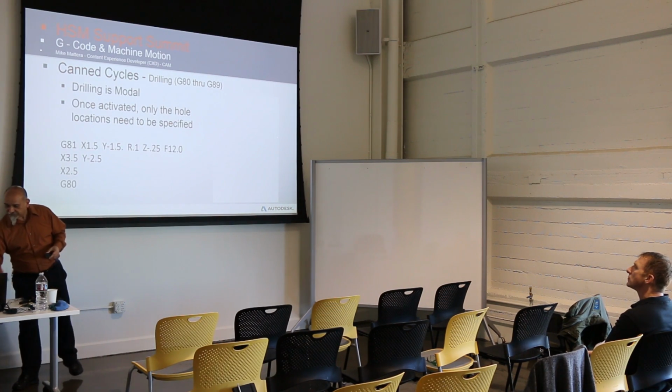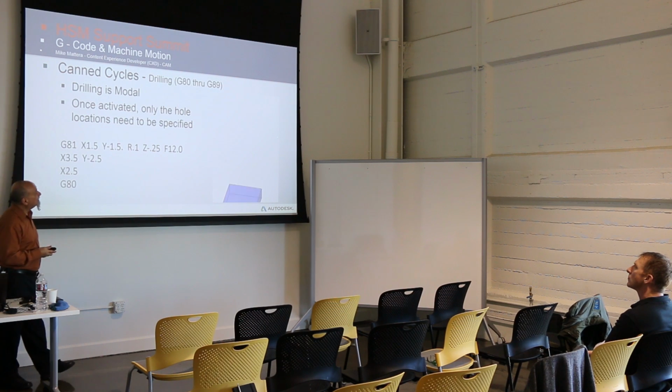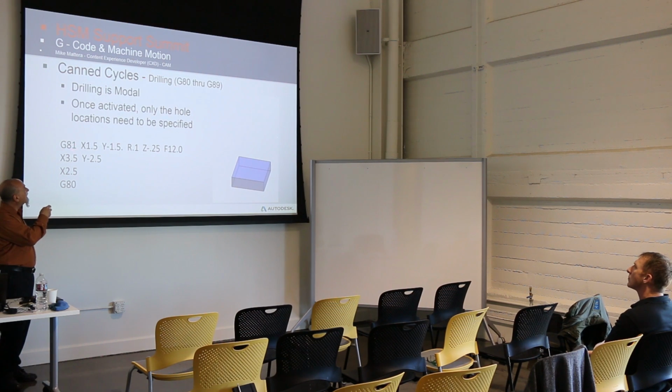So in that case, it'll go to the first hole location. And it'll do the G81 from a clearance height of 0.1 to a depth of -1/4 inch. And then it'll go to the next hole and the next hole. And then when it's done, it does a G80.